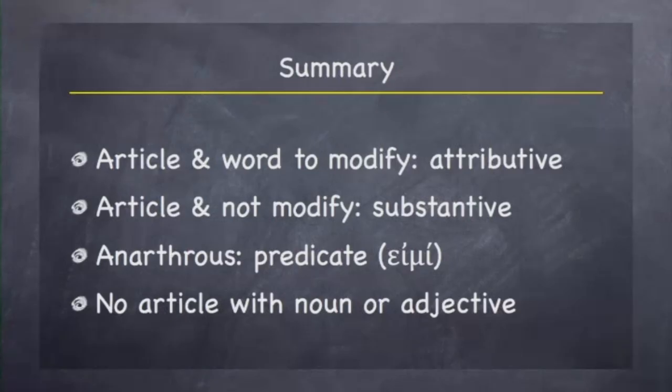If you have an articular noun and an anarthrous adjective, the adjective is probably in the predicate and you're going to have to supply the verb to be. And if there's no article anywhere, then let context be your guide. Try not to use the in your translation, but you're going to have to determine what fits. Is the adjective predicate or attributive? We also saw how you can have an article plus prepositional construction, and that prepositional phrase could be modifying a noun or it could be functioning as a substantive.